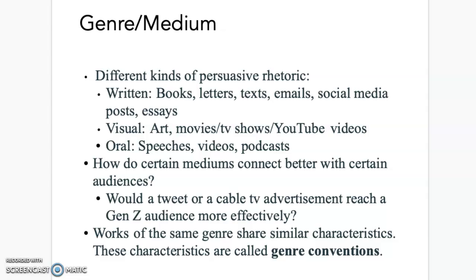The next part of the rhetorical situation is the genre or medium. So there are a lot of different kinds of persuasive rhetoric. There's written rhetoric, like books or letters, texts, emails, all of these things. There's visual, like art or movies and even YouTube videos. There's oral, as in speeches, what we're doing for this assignment, and the oral part, the auditory part of videos, or there's also podcasts.